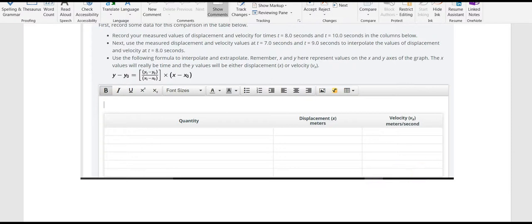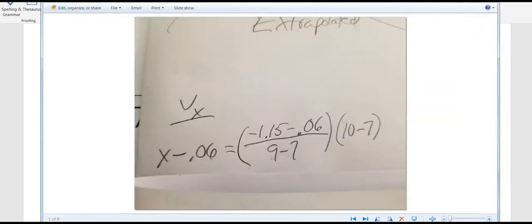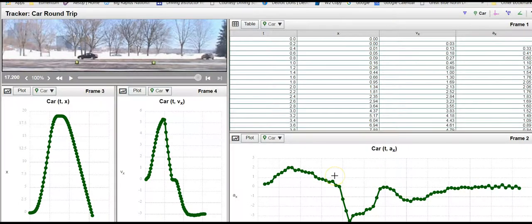Okay, do the best you can. I'm looking for specific numbers, but if you're very, very close, I might just give it to you. Okay, so I'm going to go back to the picture real quick. Make sure you guys have that. There it is. All right, moving on. Let's pause this.